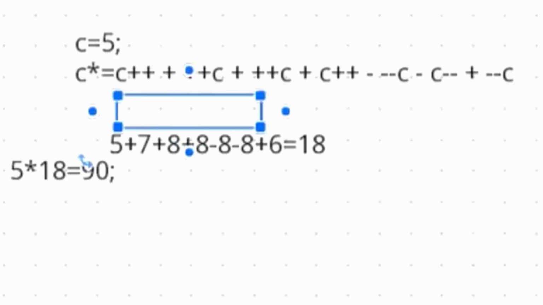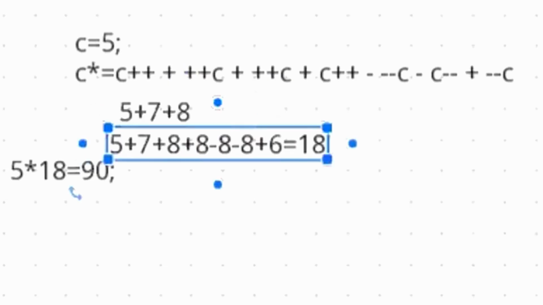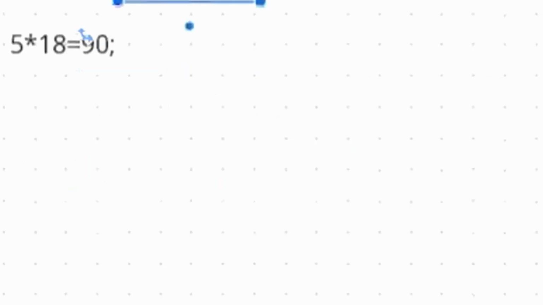Plus plus c means 8, then plus c plus plus, it says use then change, so 8, but then it becomes 9. Then minus it says change then use, so it becomes 8 again, minus 8. Okay, then minus c plus plus, it says use then change, so it will be minus 8 again.